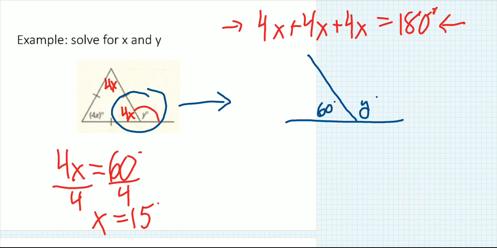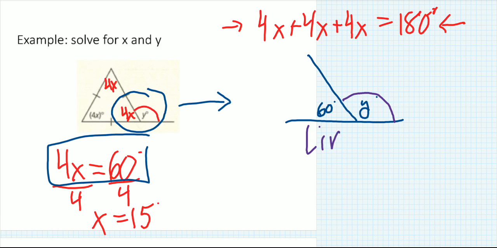Now, if you don't know where that came from, it basically comes from this equation here, saying the angle for x is equal to 60. For those of you that can see it already, you're looking for y, which is the angle on the right, outside the triangle. We know that this here is a linear pair. Since it's a linear pair, they equal 180 when you add them together.